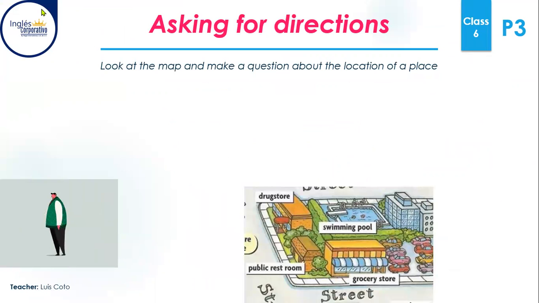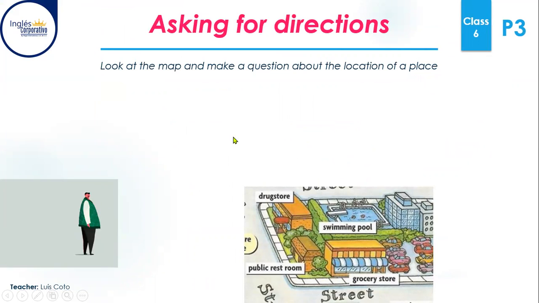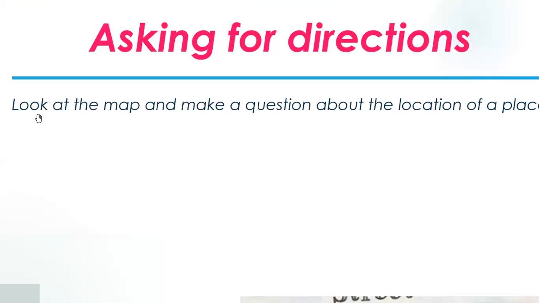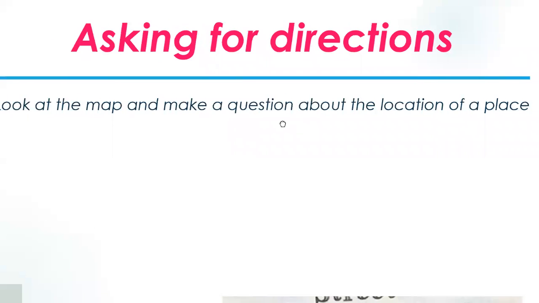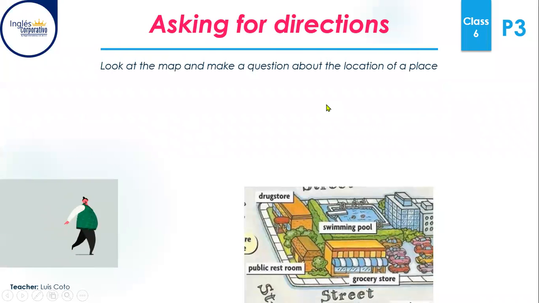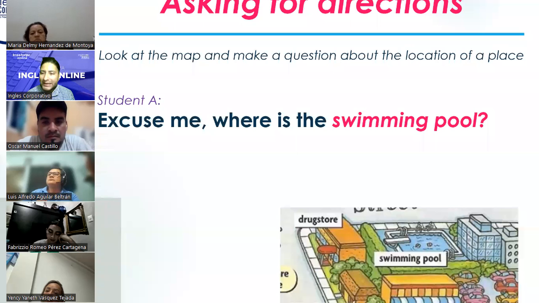All right, we have an indication. Please help me. Stephanie Guadalupe, what is the indication in this part? Look at the map and make a question about the location of a place. Okay, good. Example, student A, you are going to be Carla. Carla, hello, are you there? Yes. Okay, there you are. Carla, you are going to be student A, and Roberto is student B.